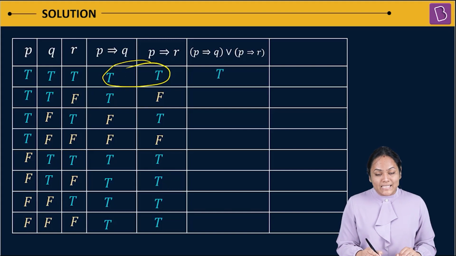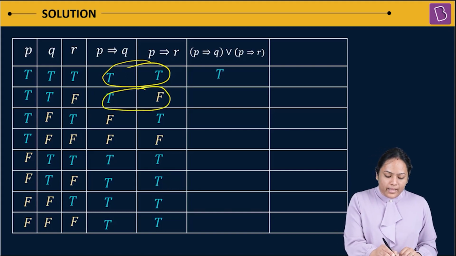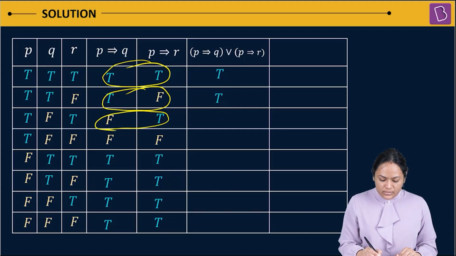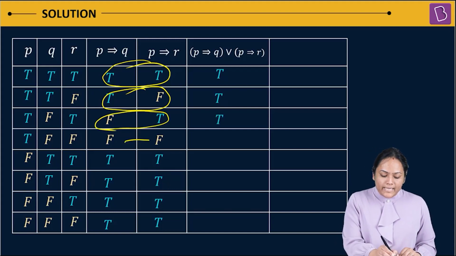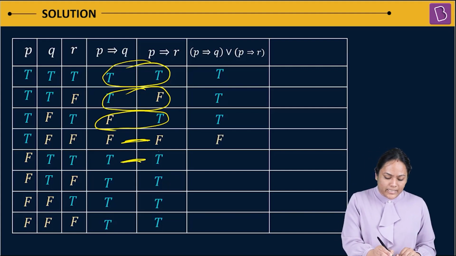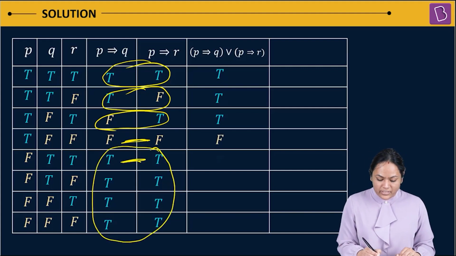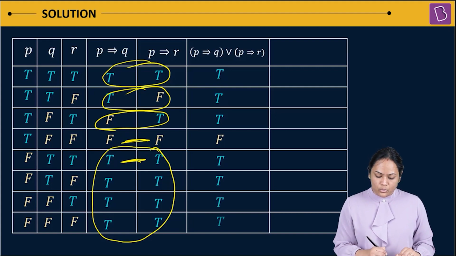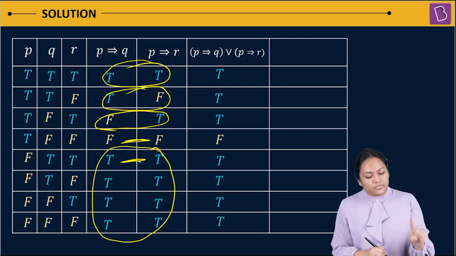So it's going to give me T, then T or F, again T. Then I have F or T, which is going to give me T, while F or F is F. Then I have T or T in all these combinations is going to give me T. Clear? Okay. And what did we just find out?